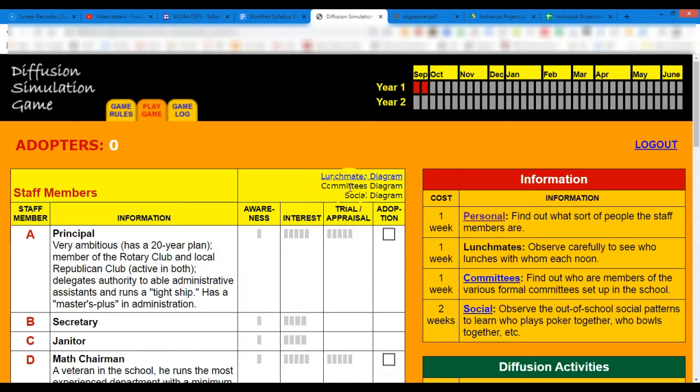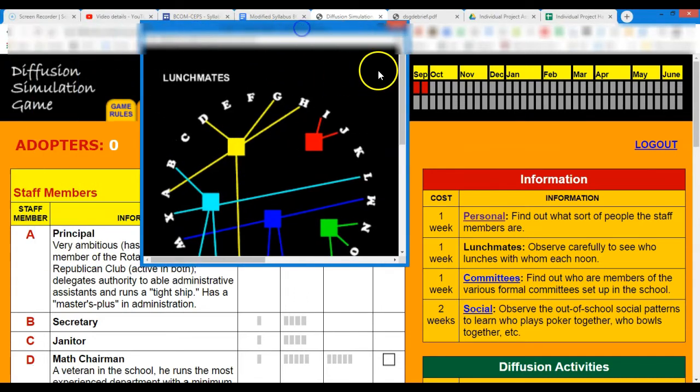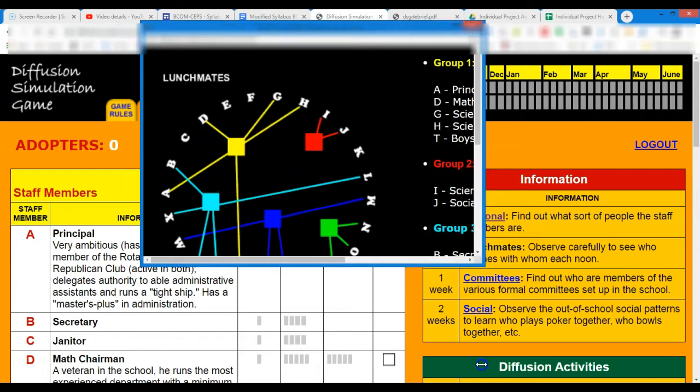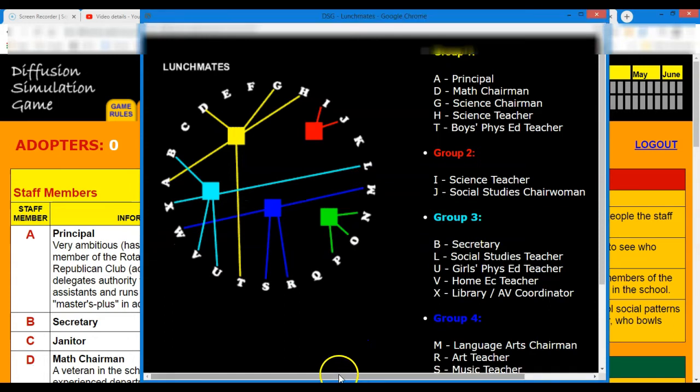But what happened here? I got an option here. It says lunch mate. Click on lunch mate. I get here, for example, this is the lunch mate. Now, maybe you remember social network analysis we discussed in the class. This group number 1 here, this is the principal. Principal يعني مدير المدرسة. Okay? He usually goes to lunch with D. Who is D? Math chairman.